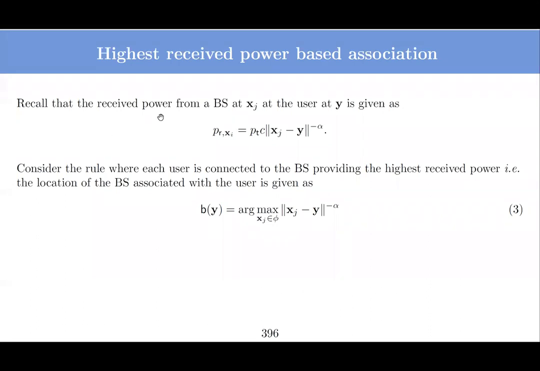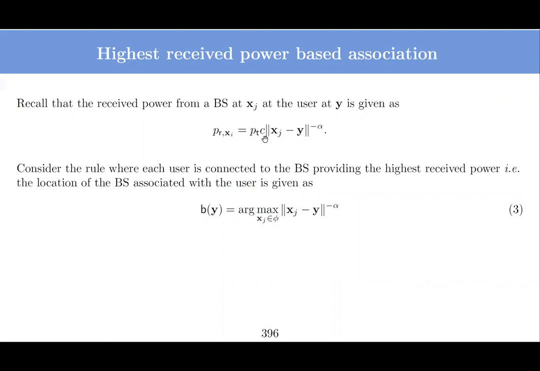Recall that the receive power from a base station at x_j at the user at y is given as transmit power times near field gain times the distance, which is the norm of x_j minus y, to the power minus alpha. I'm assuming a standard path loss. So consider the rule where each user is connected to the base station which provides the highest receive power among all base stations. So I calculate this receive power from all base stations in phi and find out which one is giving the maximum.